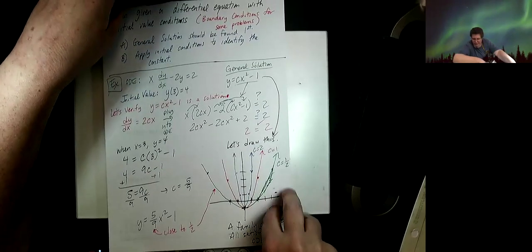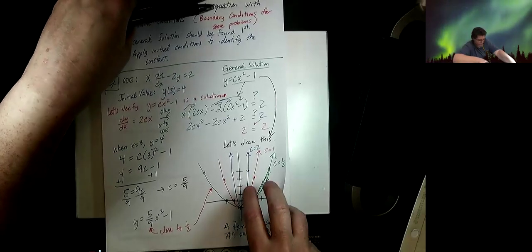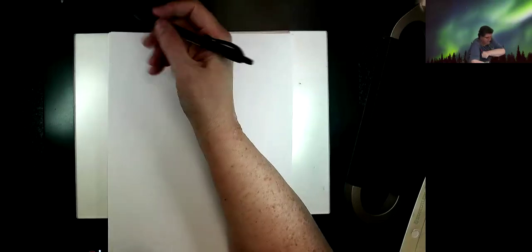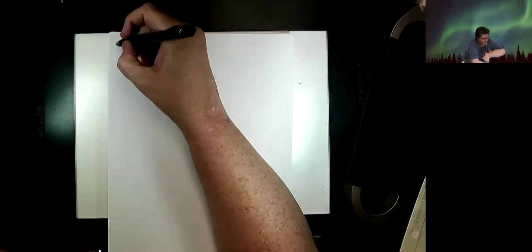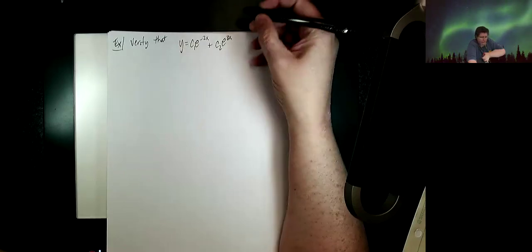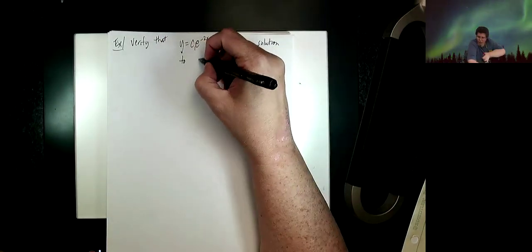All right, let's continue. Let's do another one where we do a full verification on some stuff. Kick it up a notch. Let's verify that y equals c1 e to the negative 2x plus c2 e to the 3x is a solution to y double prime minus y prime minus 6y equals 0.